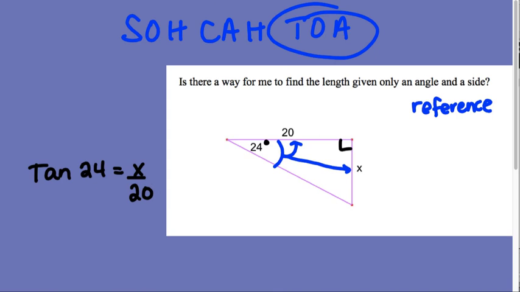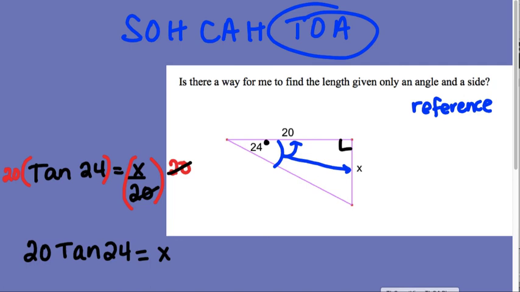Now, here's the funny part. We have to solve a trig equation. This isn't like anything you've ever seen. You've never had equations with words in them before. So we need to multiply both sides by 20 to clear the fraction. When we do that, we're always going to want to put that 20 in front of the tangent. So 20 tan 24. On this side, the 20s will cancel, so we get x.